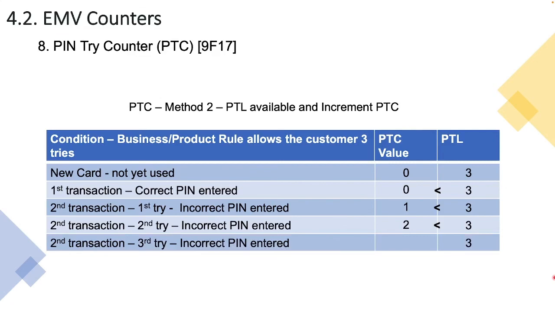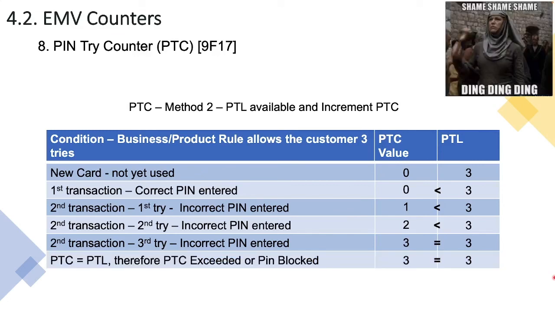We're still on the second transaction, in the third try. Bob has been requested, on the same transaction, to re-enter the PIN, and once again he puts it in incorrectly. The card increases the PIN try count value to 3. Now when it compares it to the PIN try limit, we find that the PIN try counter is equal to the PIN try limit. This means that the card is in a state where the PIN is blocked or the PIN try count has been exceeded.